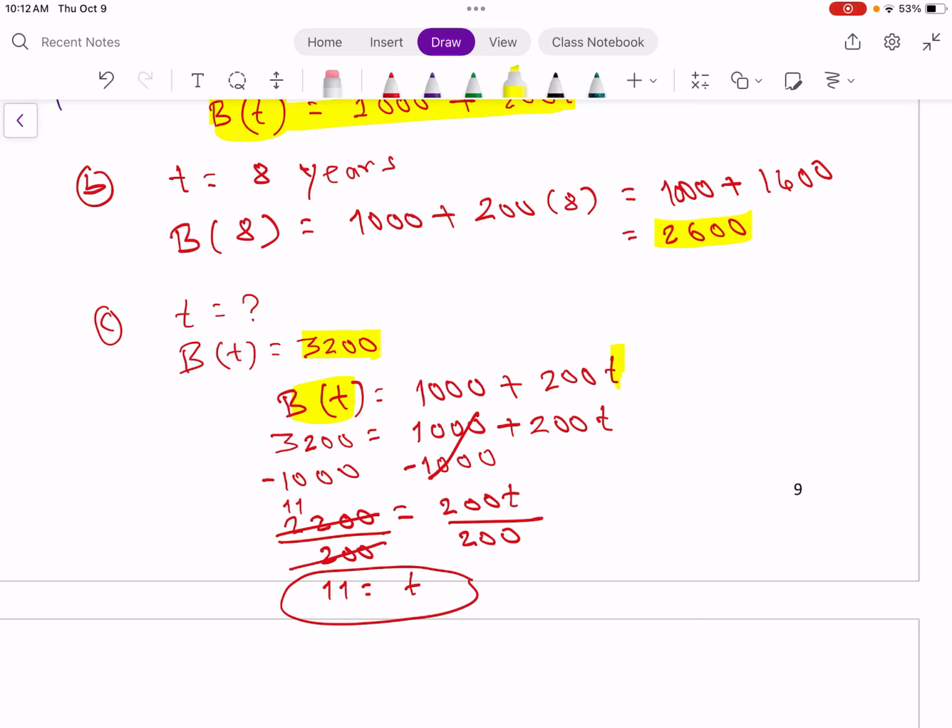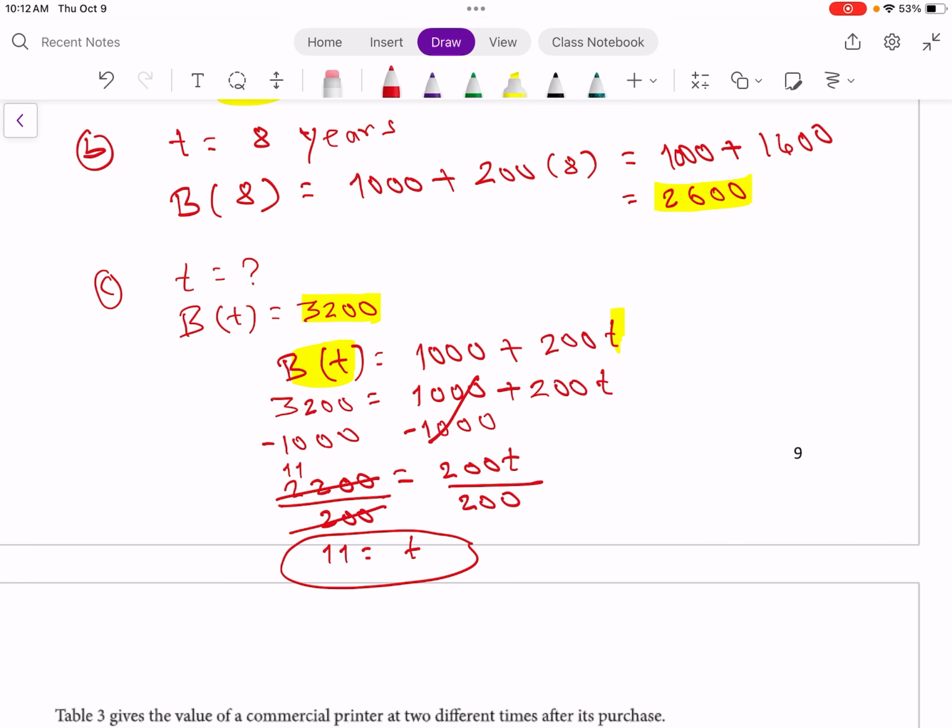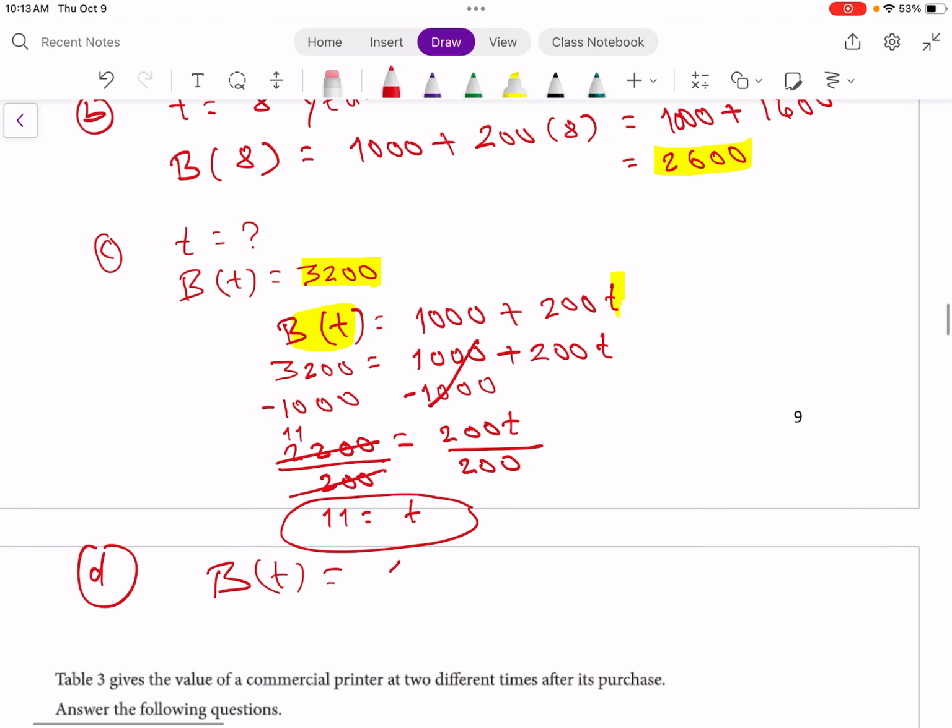In part D, interpret the slope and y-intercept of this problem. So let me write down the function one more time. Our function is b of t equals 1000 plus 200t. Since this is a linear function, what kind of graph do we get? We get a straight line, right? Now, for this function, what are the slope and the y-intercept?